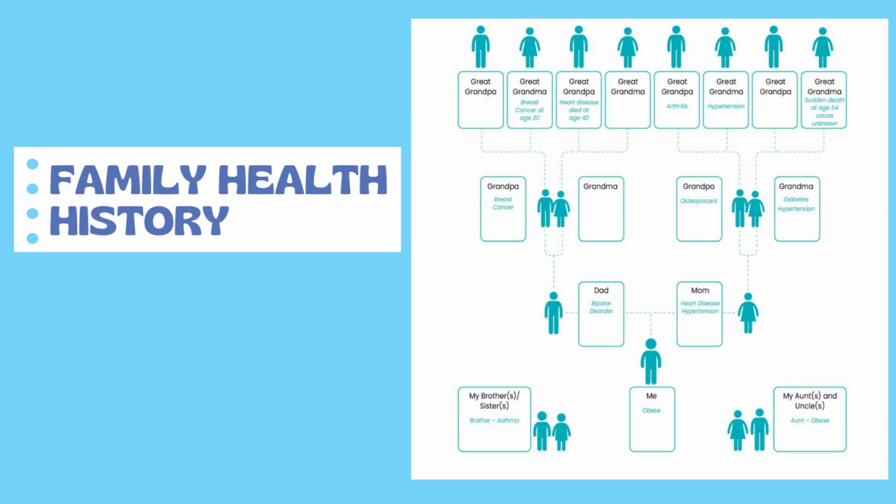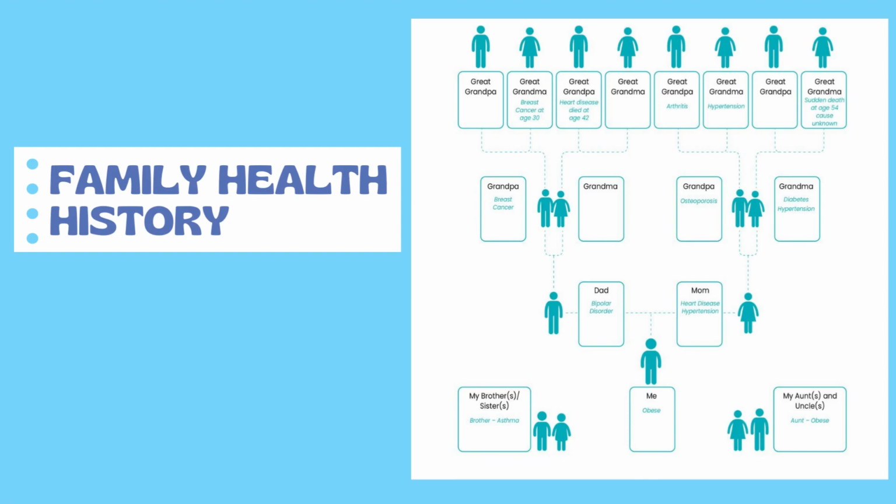Though we can't control the genes we inherit, we can make choices and participate in behaviors that will reduce those risks. Take a look at the example family tree. When looking at this person's personal and family history, what health risks do they have? What health risks exist for them?